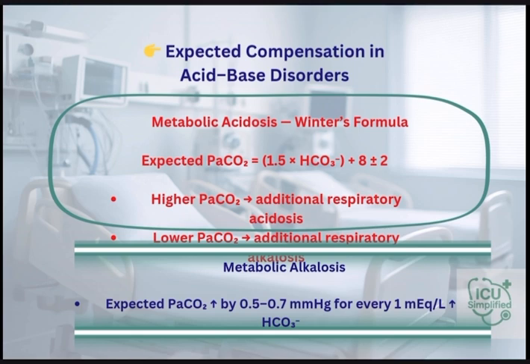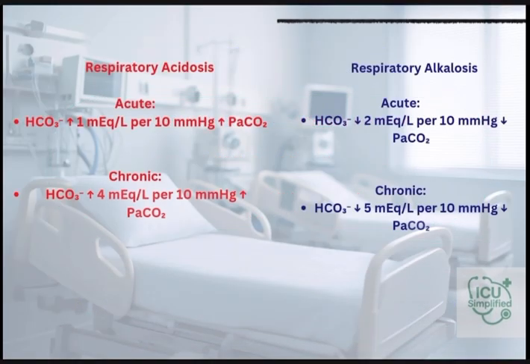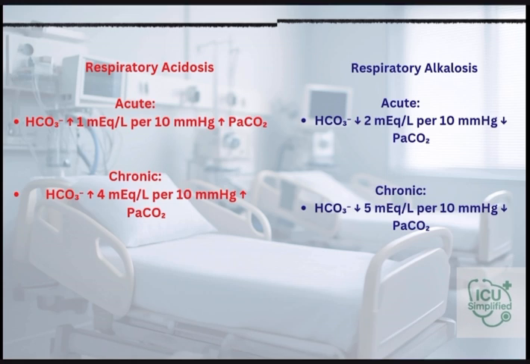In metabolic alkalosis, the expected response is respiratory hypoventilation. For every 1 milliequivalent per liter increase in bicarbonate, the PaCO₂ is expected to rise by approximately 0.5 to 0.7 millimeters of mercury. Comparing the expected PaCO₂ with the actual value helps us determine whether the compensation is appropriate or whether a mixed acid-base disorder exists. Now, let's look at the expected compensation in respiratory disorders, where the kidneys adjust the bicarbonate level.